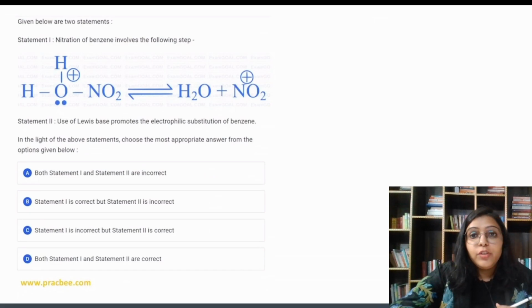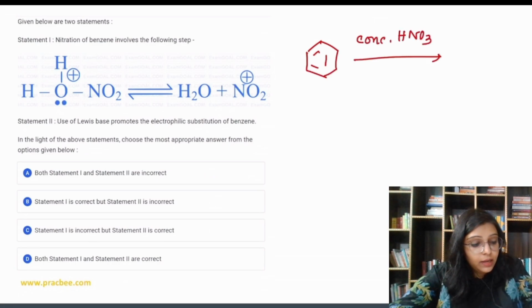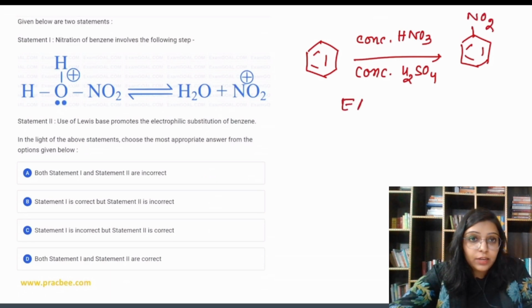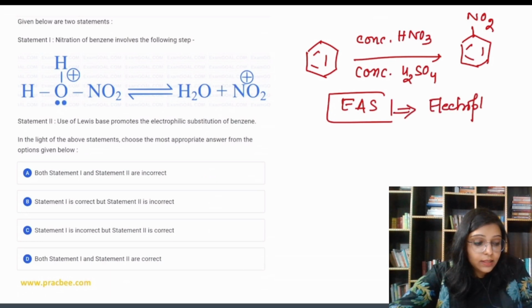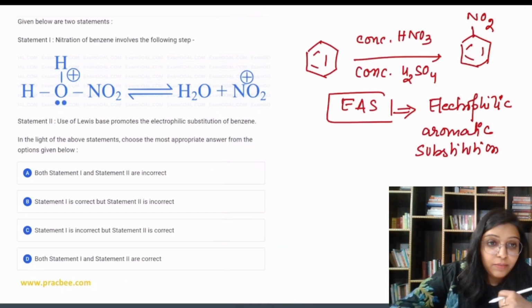The next question says nitration of benzene involves the following step. Nitration of benzene. So this is benzene, and in nitration we use concentrated HNO3 and concentrated H2SO4, and we get NO2. And this is part of the electrophilic aromatic substitution reaction, right? So see, the first step is to generate the electrophile. We have to generate the electrophile.